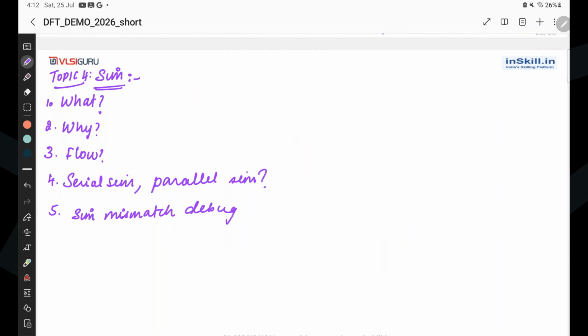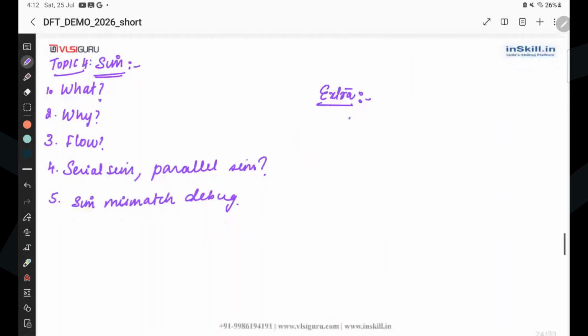So we'll be understanding what is simulation, why do we need to go for simulation, what is the flow of simulation, what are serial and parallel simulation. So if in case your simulation fails, how we can do the debug, and some extra topics which are not part of our syllabus. That also I will be covering, like scenarios which can cause serial simulation to fail, but parallel simulation to pass.